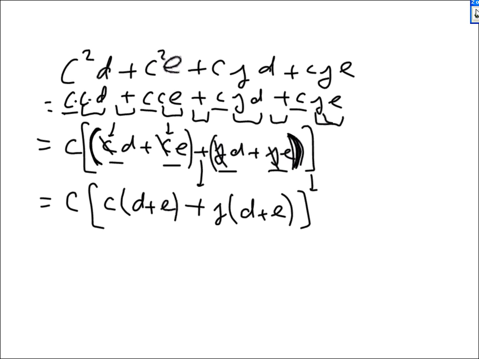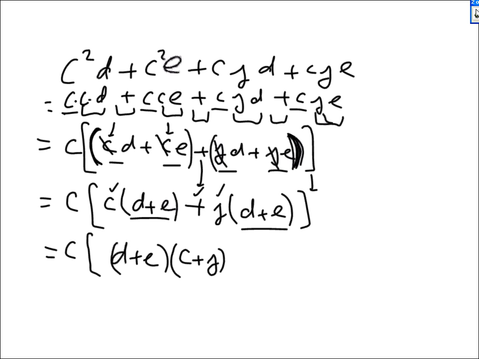Close the bracket. Now, if factoring by grouping is going to work, this and that should be the same, and they are. So I factor it out. And what's left over is C plus J. And C plus J, big bracket. Now you can leave the answer like that, or you can say, you know what, I don't even need the big brackets.